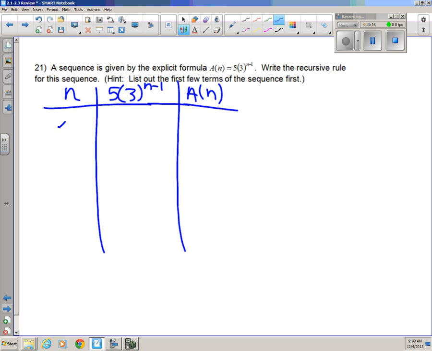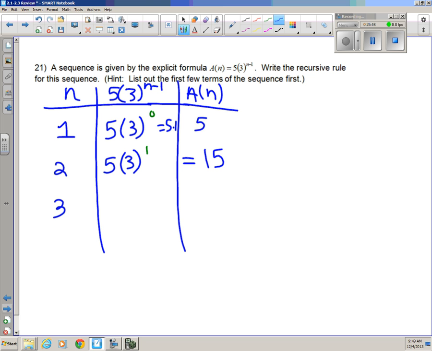So if my first position is 1, my second position 2, my third position is 3, this becomes 5 times 3 to the 1 minus 1, which is 0. And then when you do your calculator, if you remember that anything with the 0 power is 1, it becomes 5 times 1, which is just 5. This becomes 5 times 3 to the 2 minus 1, or the first power. And then 5 times 3 to the first is just 15. This becomes 5 times 3 to the 3 minus 1, or the second power. 3 squared is 9. 9 times 5 is 45.